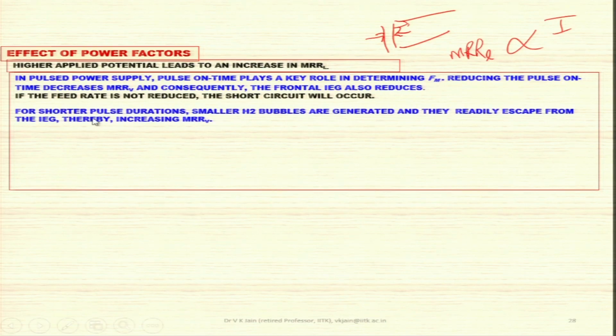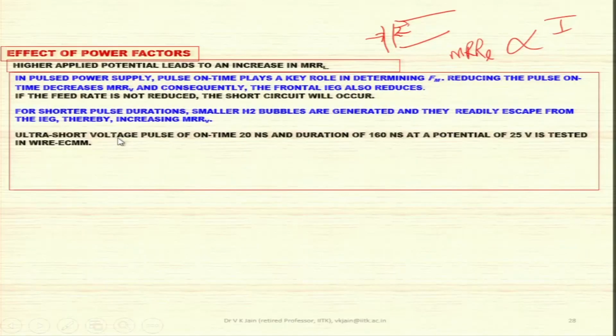For shorter pulse duration, smaller hydrogen bubbles are generated and they readily escape from the inter-electrode gap, thereby increasing volumetric material removal rate. On the cathode, hydrogen bubbles are evolved, and at the anode to some extent oxygen bubbles are also evolved.